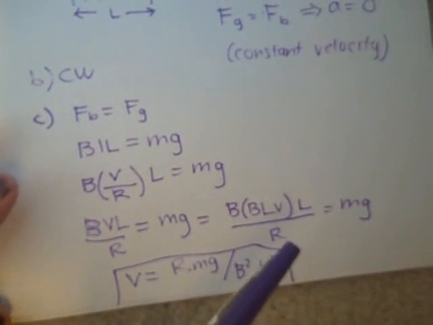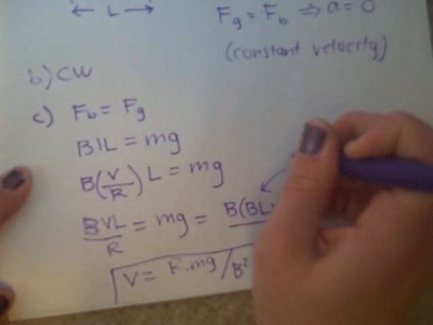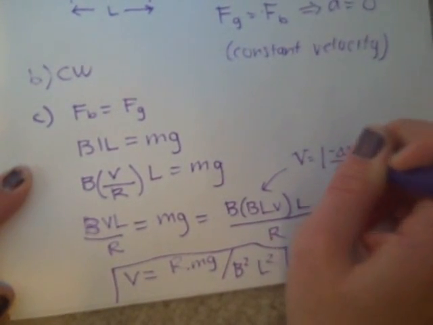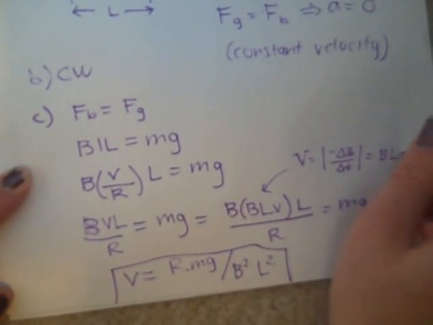And again, I kind of shot over it quickly, but this right here came from the idea that we know our induced voltage is negative change in flux over change in time, and we kind of simplified that down to the equation BLV.